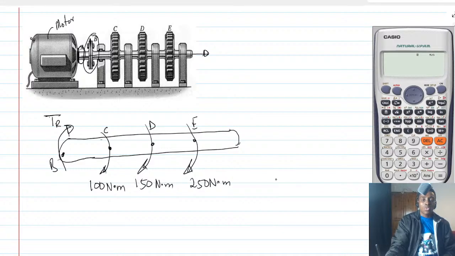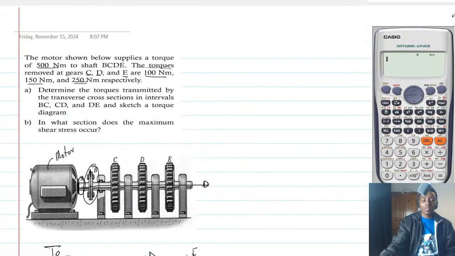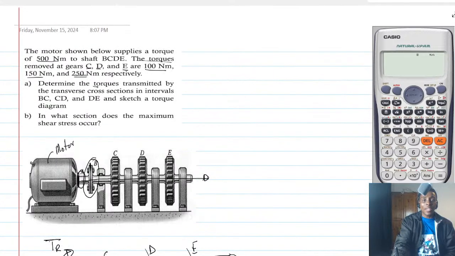Okay. So then how can I solve and get the internal torques? Now to get the internal torques, I need to cut. So you see that what? Determine the torque transmitted by the transverse cross section in intervals BC, CD, and DE. And then sketch a torque diagram. And then in what section does the maximum shear stress occur?